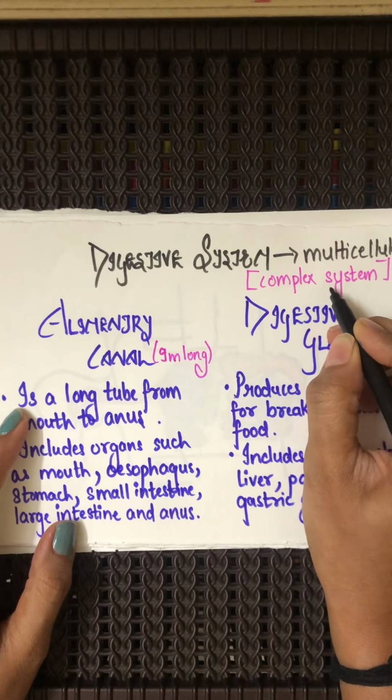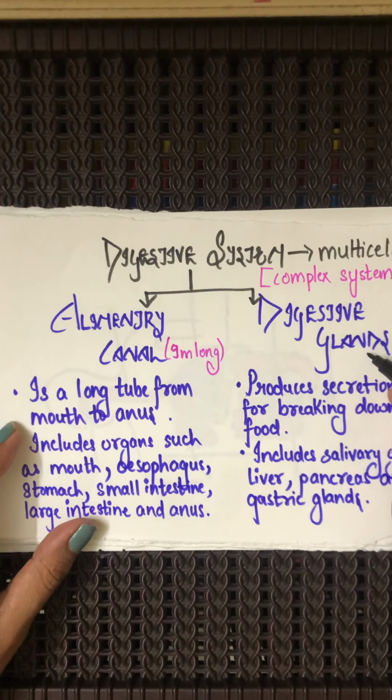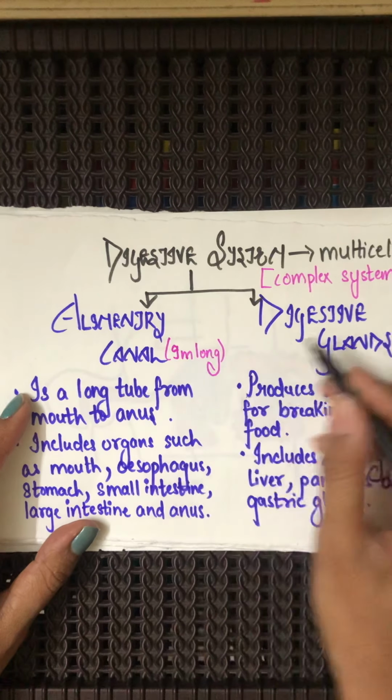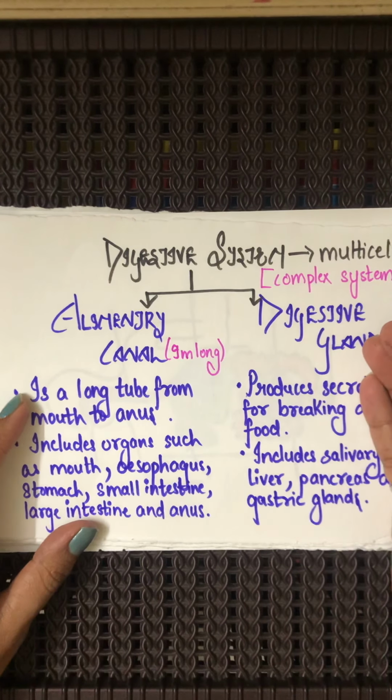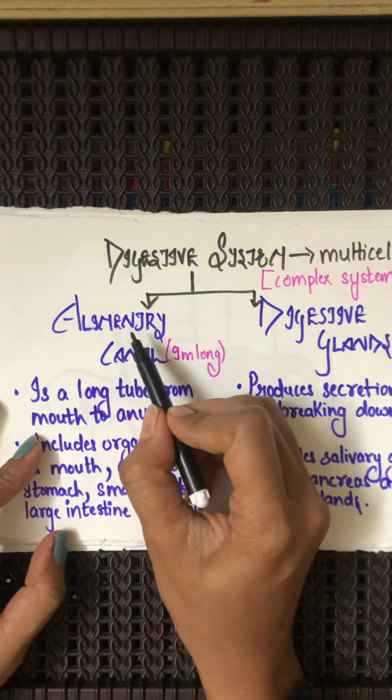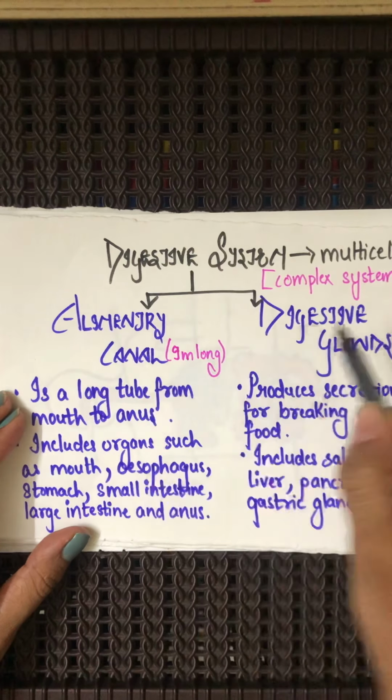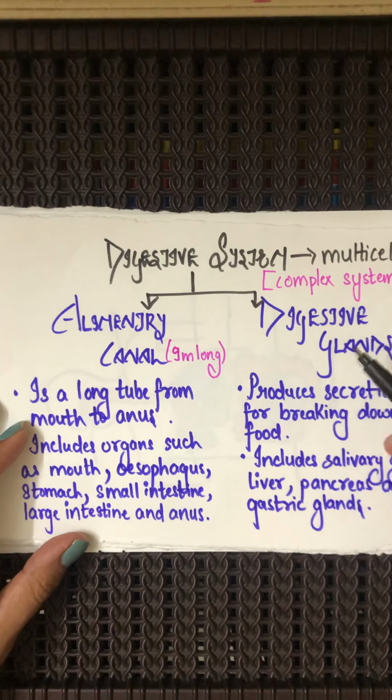The digestive system of human beings can be broadly classified into two different parts, that is the alimentary canal and the digestive glands. The alimentary canal along with the digestive glands helps in the process of digestion. So we shall understand what the alimentary canal basically is, which are the digestive glands, and what their role and function is. Yes, so we shall start with the alimentary canal.